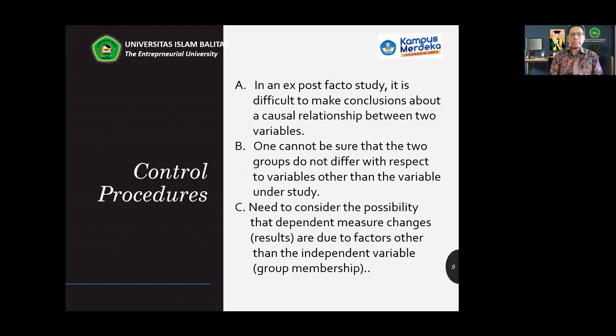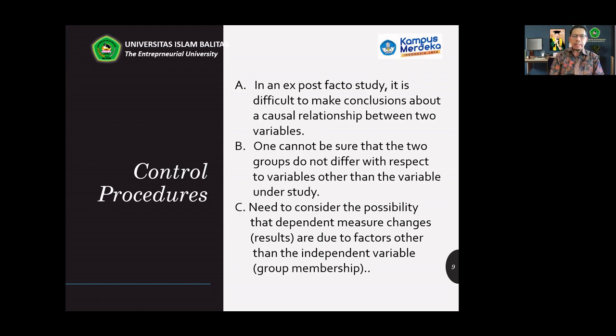Okay, how about the control procedures? Firstly, an ex post facto. Now we are talking about the ex post facto study. Ex post facto study is really a type of experimental study. And in the next meeting, we'll discuss the ex post facto study as part of the experimental research. In this case, it is difficult to make conclusions about a causal relationship between the 2 variables in ex post facto. Okay, in detail, we will discuss it in our session on the experimental research.